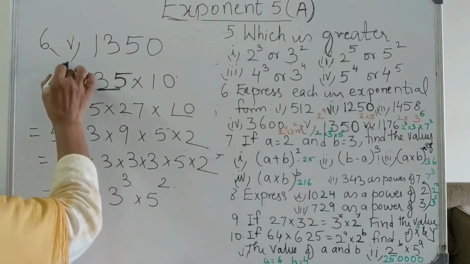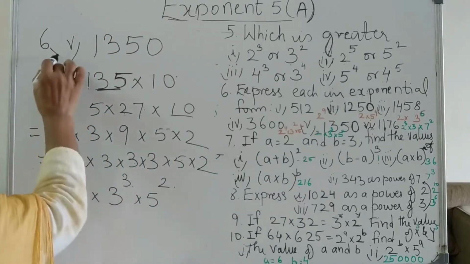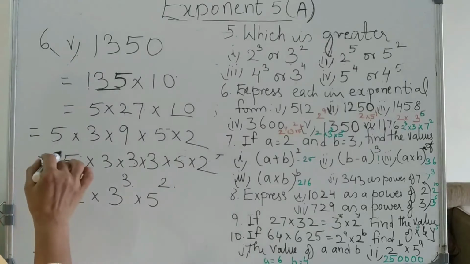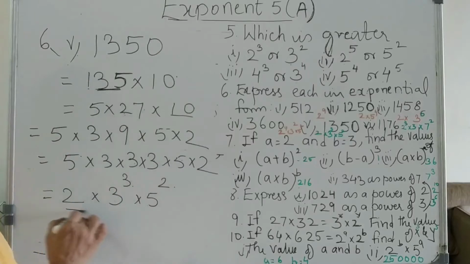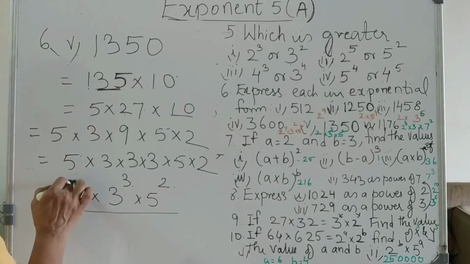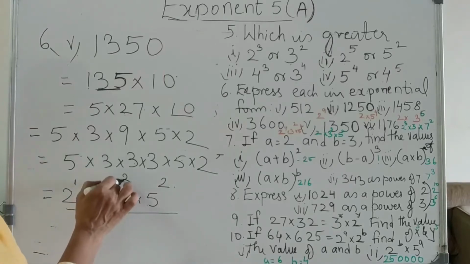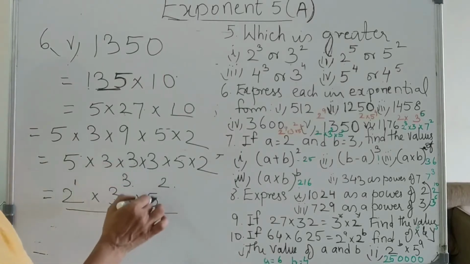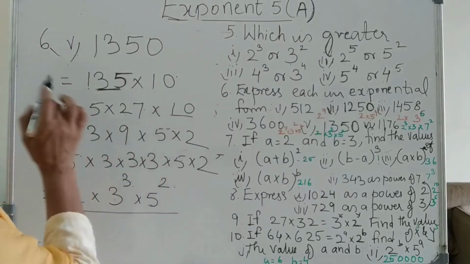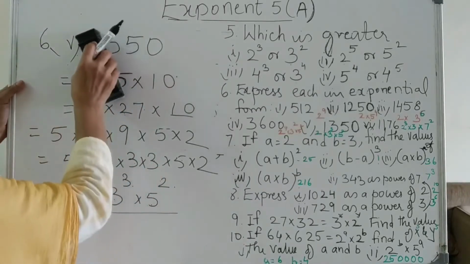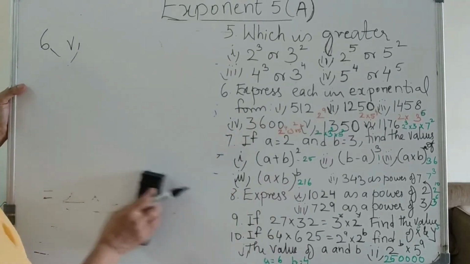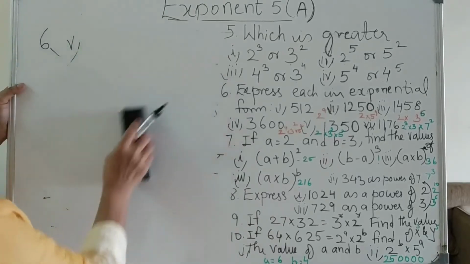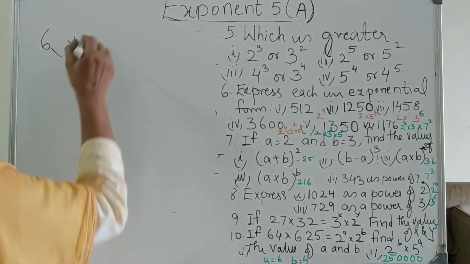So the answer of 6/5 is 2 into 3 raised to 3 into 5 raised to 2 in exponential form. 2 is the base here, raised to 1, and 3 is the base and 3 is the exponent, 5 is the base, 2 is the exponent. So now this was the fifth sum. Now let us do the sixth sum. The number which you have to find for the sixth sum is 1176.